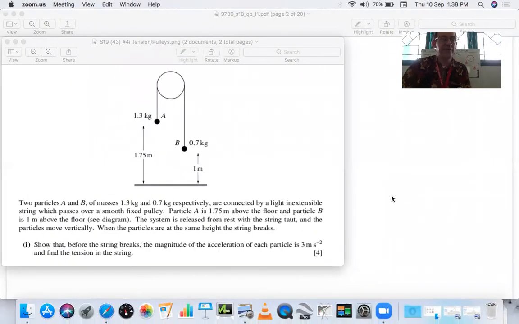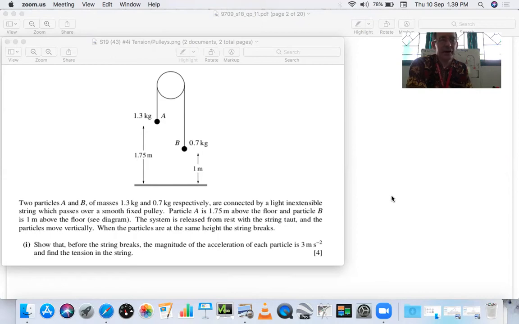Here we have the diagram. It says 2 particles, A and B, of masses 1.3 and 0.7 kilograms respectively, are connected by a light inextensible string which passes over a smooth fixed pulley. Particle A is 1.75 meters above the floor and particle B is 1 meter above the floor. The system is released from rest with the string taut and the particles move vertically.